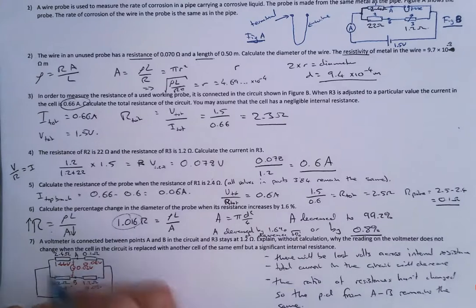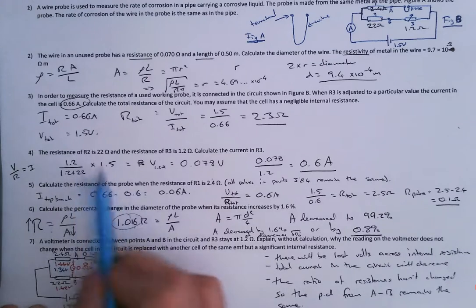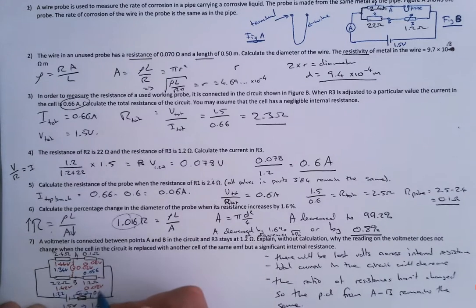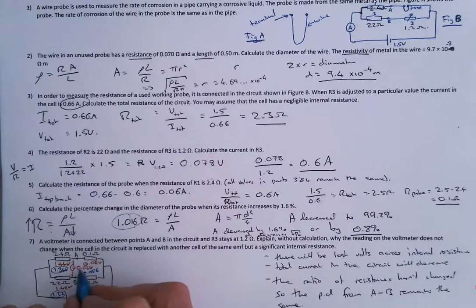So what are the new values of the potential differences? Well, we end up with 1.34 volts, and again I'm using the same potential divider equation, 0.056 across this one, 1.32 across this one, and 0.08 across this one. So again, what do we notice? There is the same difference between this one and this one, so from A to B.